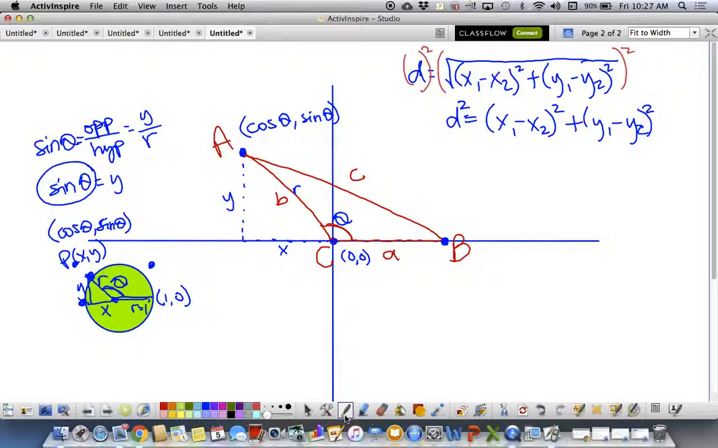We're going to put in coordinates. We're going to have an x1, an x2, a y1, and a y2. And then we're going to square them all. We're going to have to FOIL and square them all.